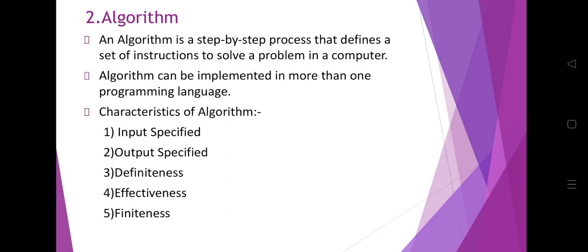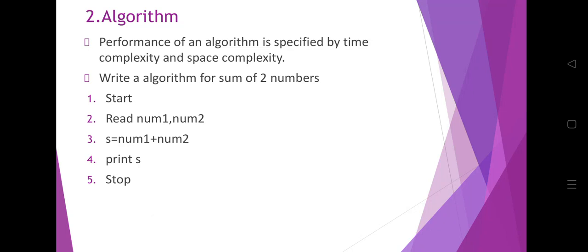Next, definiteness is nothing but exactness of the algorithm. Effectiveness is nothing but reusability. And lastly, finiteness is nothing but a finite number of lines. Let us see examples for algorithm. It is a very important concept, and in depth we will discuss it in the design and analysis of algorithms subject, but here we are only going to learn the basics. One more important thing is that performance of an algorithm is mostly based on time complexity and space complexity.